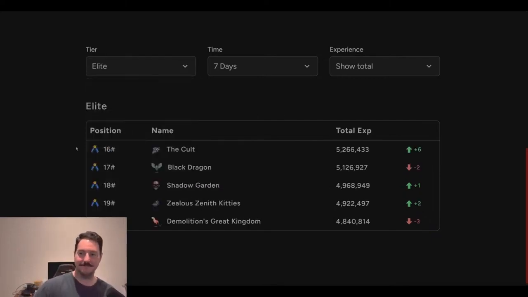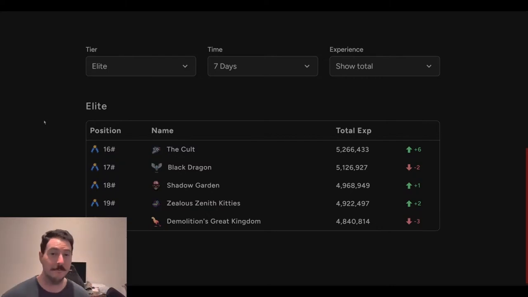All right, moving on to Elite. We have the cult of all guilds. They made a resurgence at the tail end of last season, saying that they were going to do something. Obviously, they weren't doing anything. And now they're doing something. They're riding the waves of the chaos when a season resets. So let's just see how long this lasts.